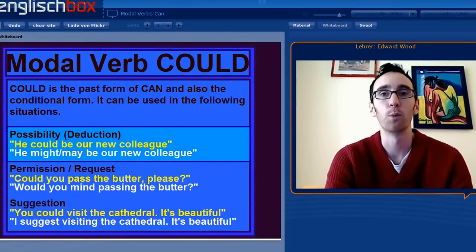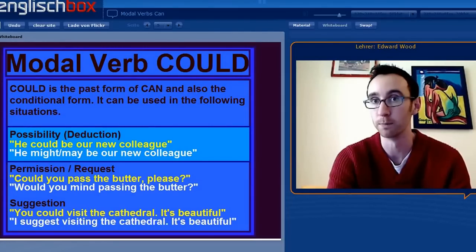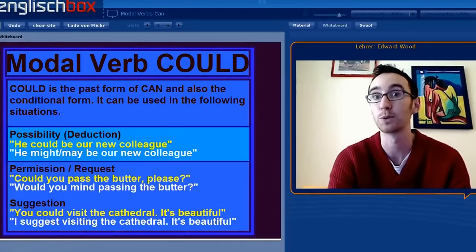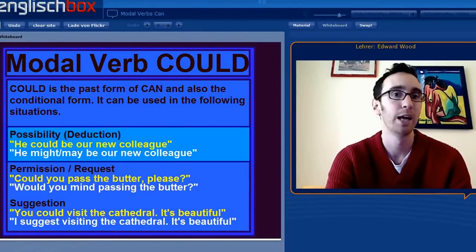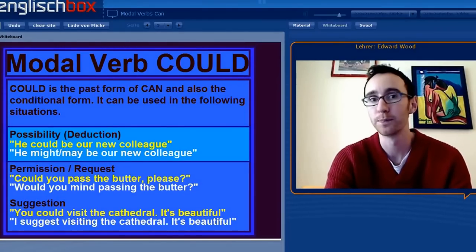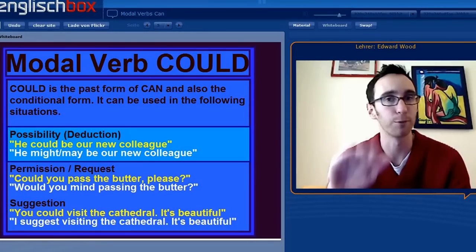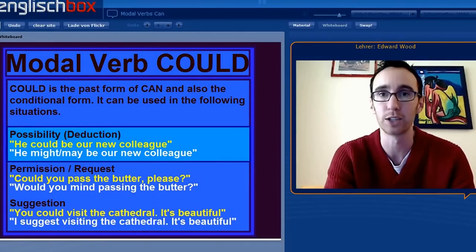Now, as I mentioned before, we can use could as the past form of can. However, could is also the conditional form of can, and we can use could in a number of different situations. Firstly, to express possibility in the same way that we use may or might, or perhaps or maybe as well. He could be our new colleague, or he might or he may be our new colleague. A kind of 50 or 60% chance.